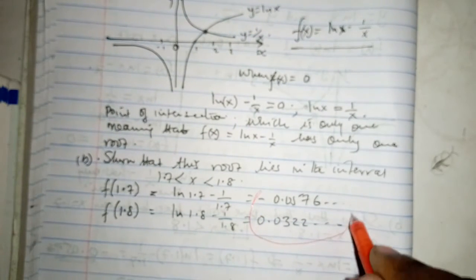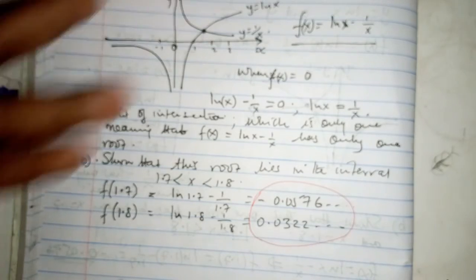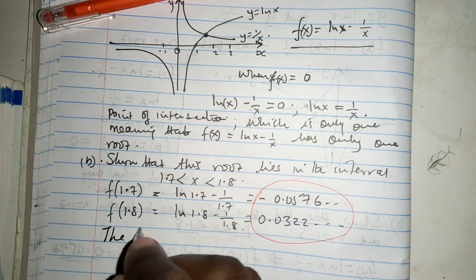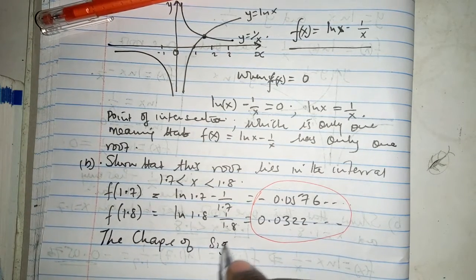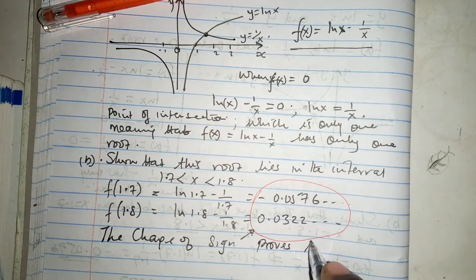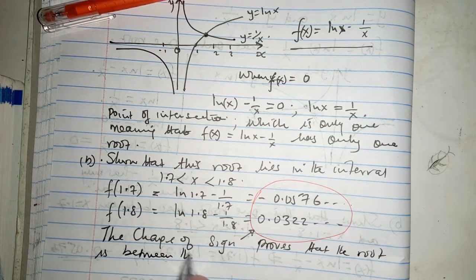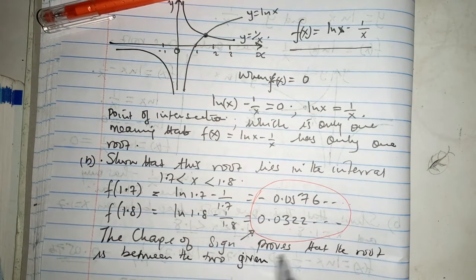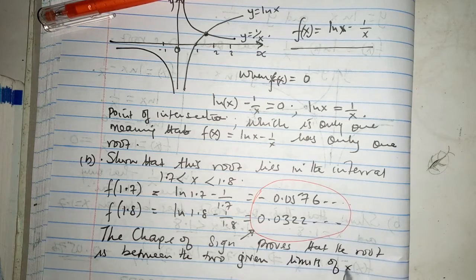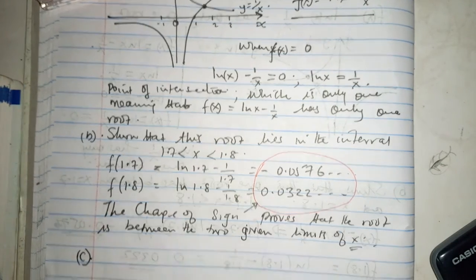The change of sign, which is very, very clear there, shows that the root is between the two given limits of x. The change of sign in these two solutions proves that the root is between the two given limits of x. And again, part C, let's talk about part C.